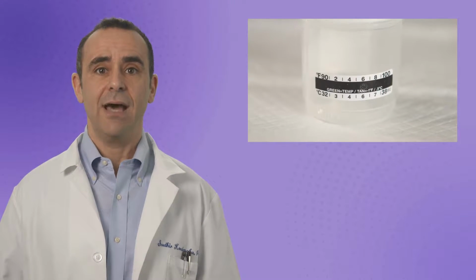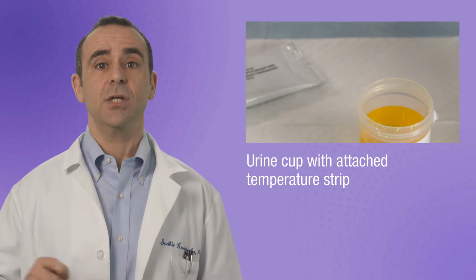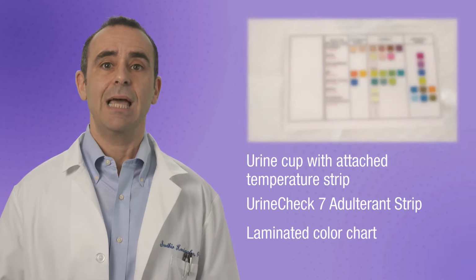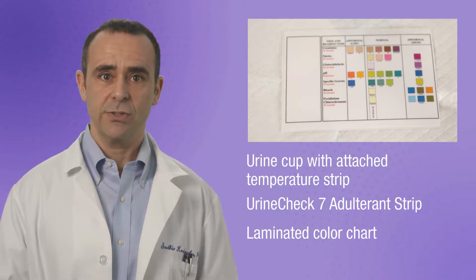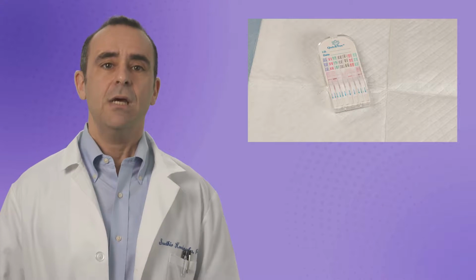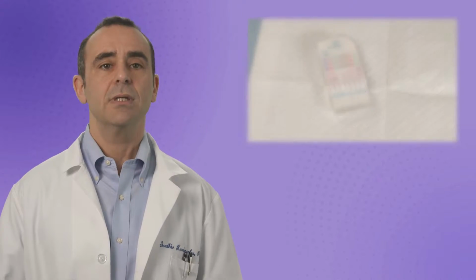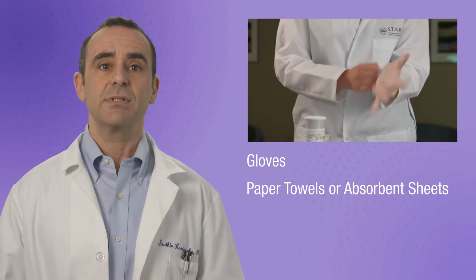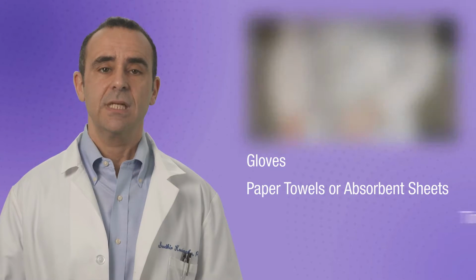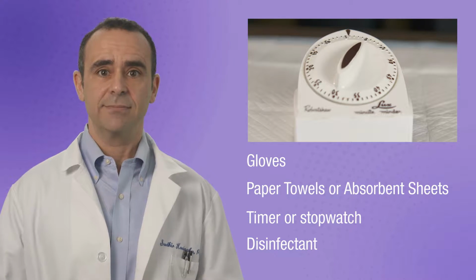As you see, we have a urine cup with an attached temperature strip, an adulterant test strip, a laminated color chart for interpreting the results, and the 10-panel urine drug screen dip card. Other supplemental materials that may be needed for performing the test include gloves, paper towels or absorbent sheets, a timer or stopwatch, and disinfectant for cleaning the area.